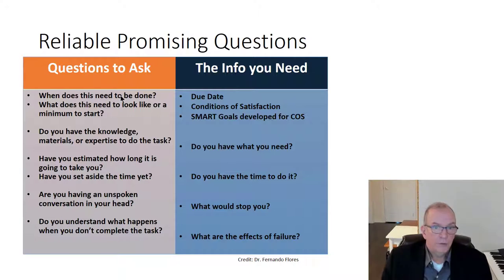And the info you need, when, what exactly is it? Do I know when I've achieved this condition of satisfaction, acceptance? You've got to know what you're trying to achieve. What are the rules around what you're trying to achieve? And do I have everything that I need to be able to do this? What would prevent me, being proactive on that, so that you can build in contingencies around that? What are the effects of failure on this? Knowing who you're impacting.